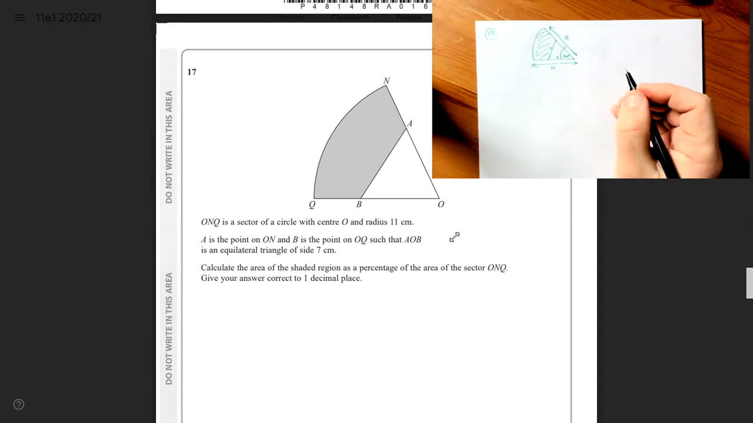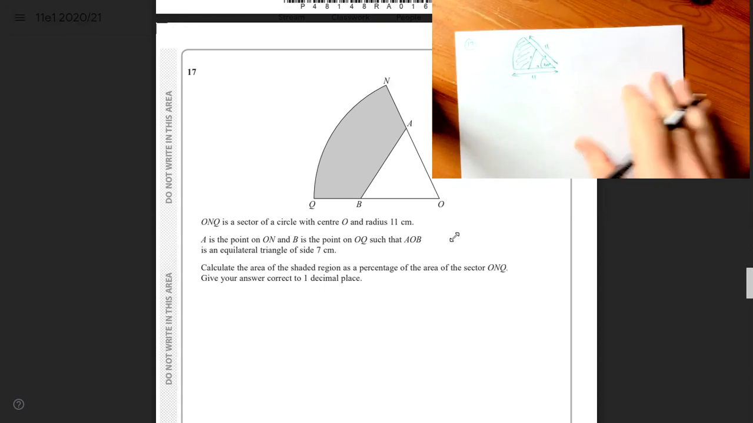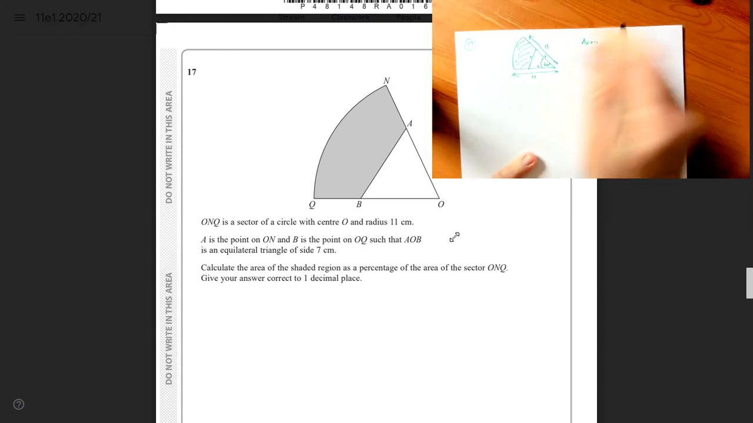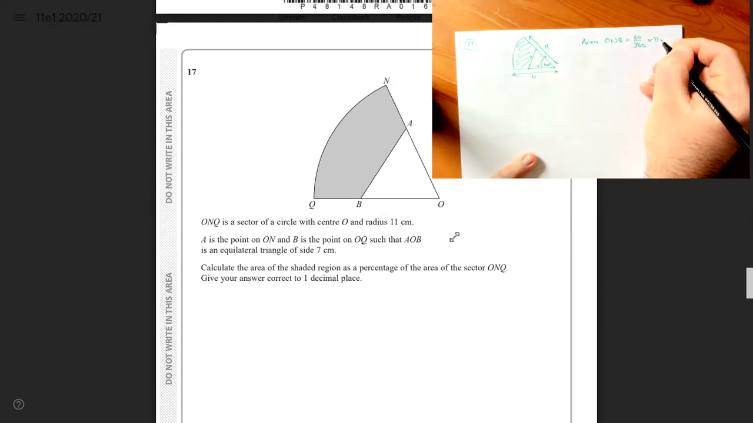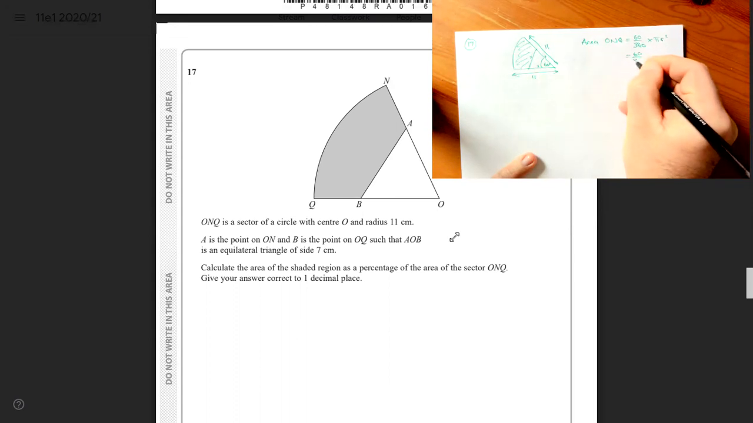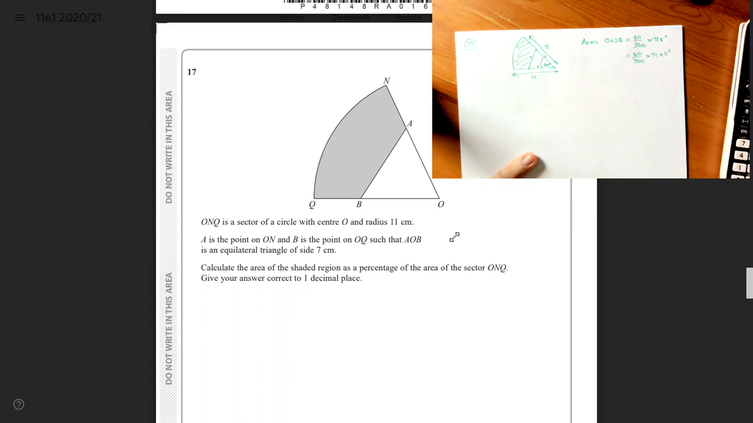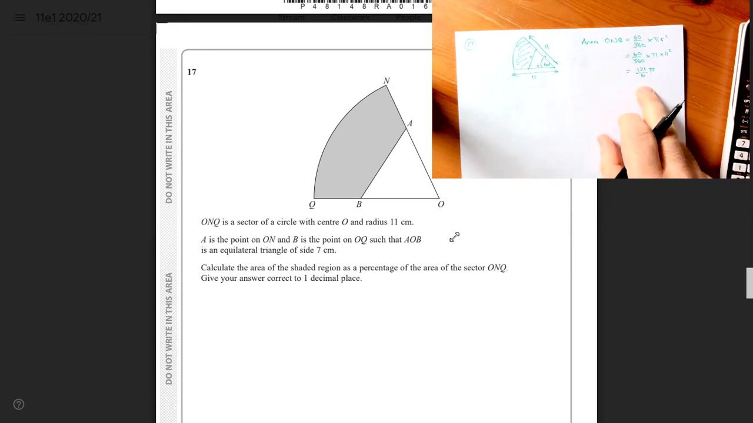Calculate the area of the shaded region as a percentage of the area of ONQ. So, area of ONQ is 60 out of 360 times pi r squared, which is 60 out of 360 times pi times 11 squared, which is, well, 60 out of 360 is a sixth, so it's 121 over 6 pi. Now, I'm going to leave my answer like that for now because I'm going to need to use it later on.